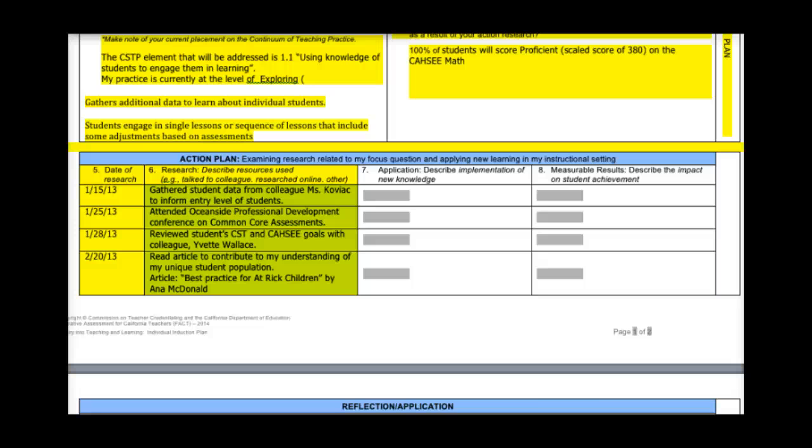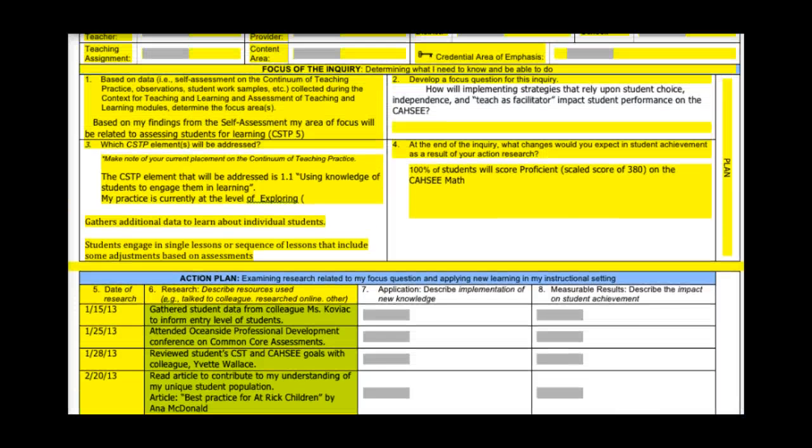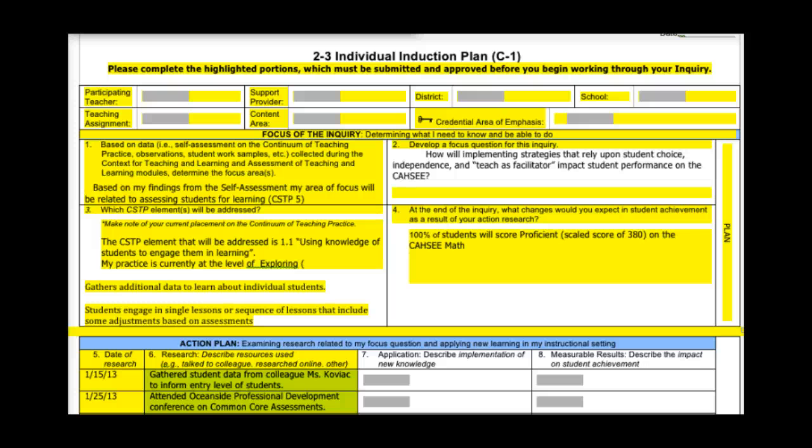Why do we ask them to do this initially? Because now we know they're beginning to dig in to their question and their measurable results. It may be that they're not finding what they need for resources or their research. We want to know that now. So if they can go ahead and dig into some of these, they're going to have a much better idea when they talk to their support provider: do I have enough that I can really begin to implement some different strategies? This is essentially what we're looking for in the IIP.